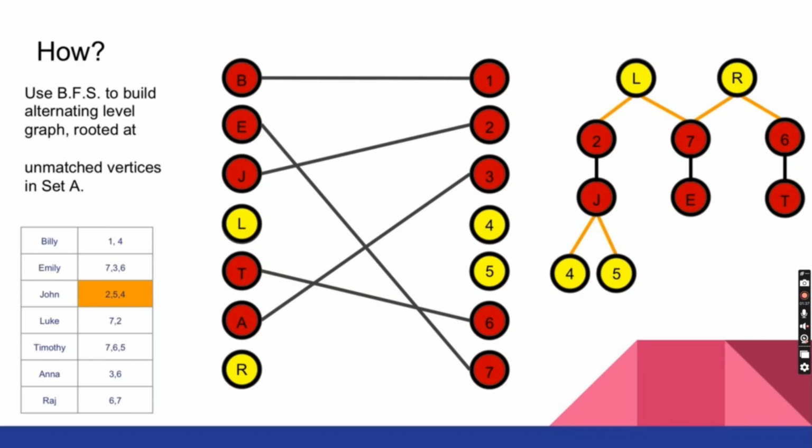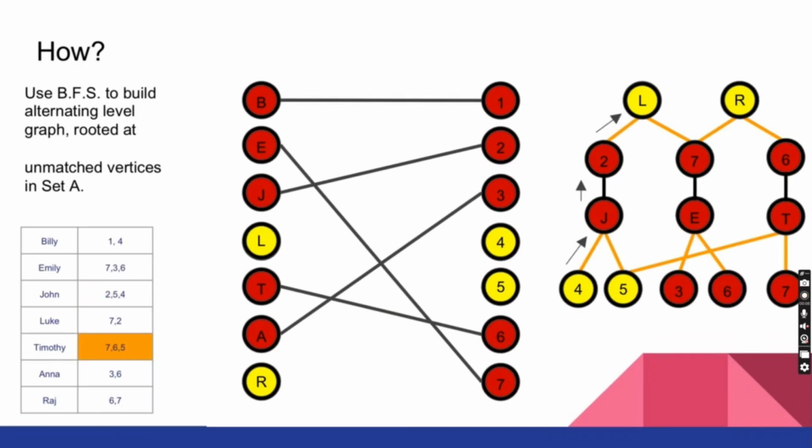Now we are going to stop here. As you can see, we have reached our unmatched vertices. Because of that, we are stopping our BFS here. Now we move on to the next part of the loop, which is to augment the current matching M with a maximal set of vertex disjoint shortest length paths.